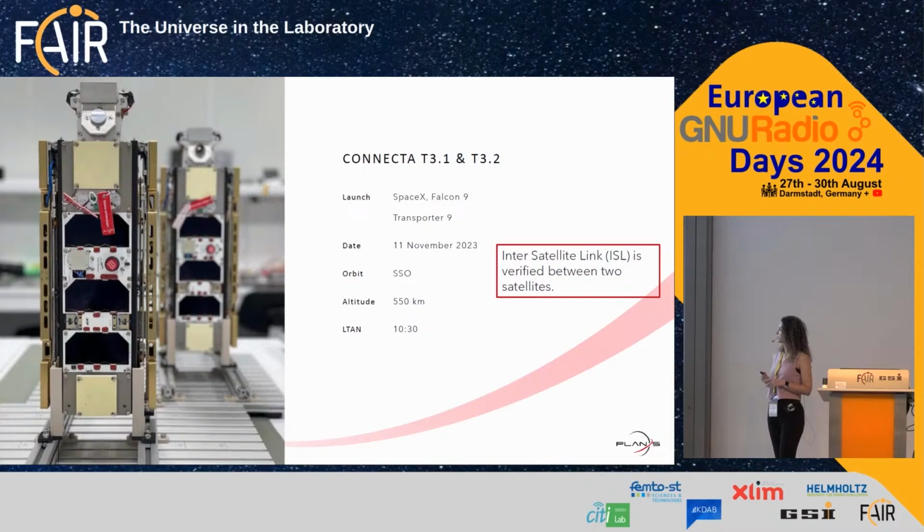These are the twins, Connecta T31 and T32. With these satellites, the inter-satellite link is verified between two satellites, and this is the first time of verifying the inter-satellite link in Turkey.